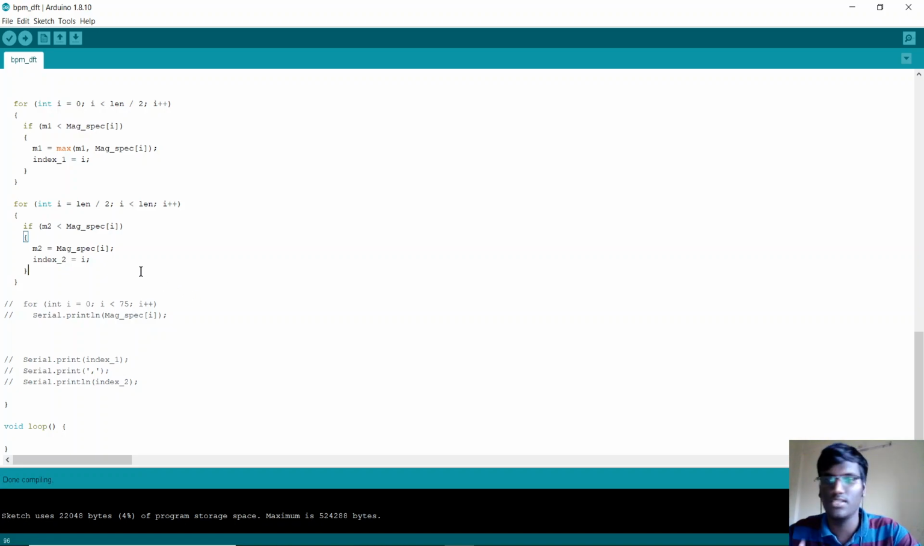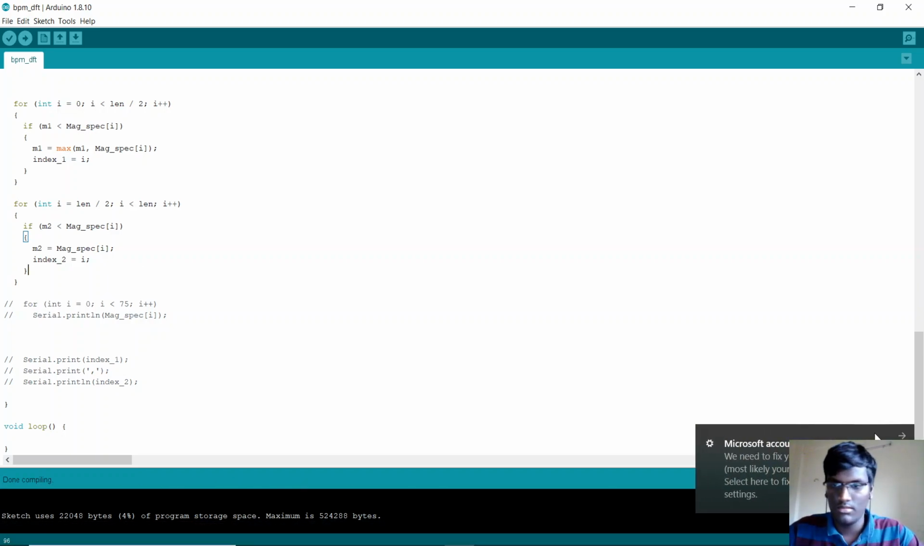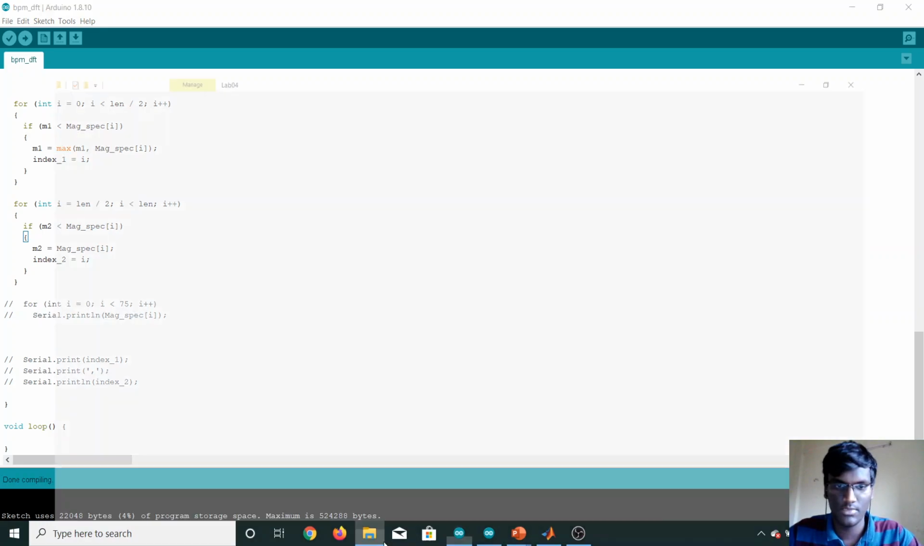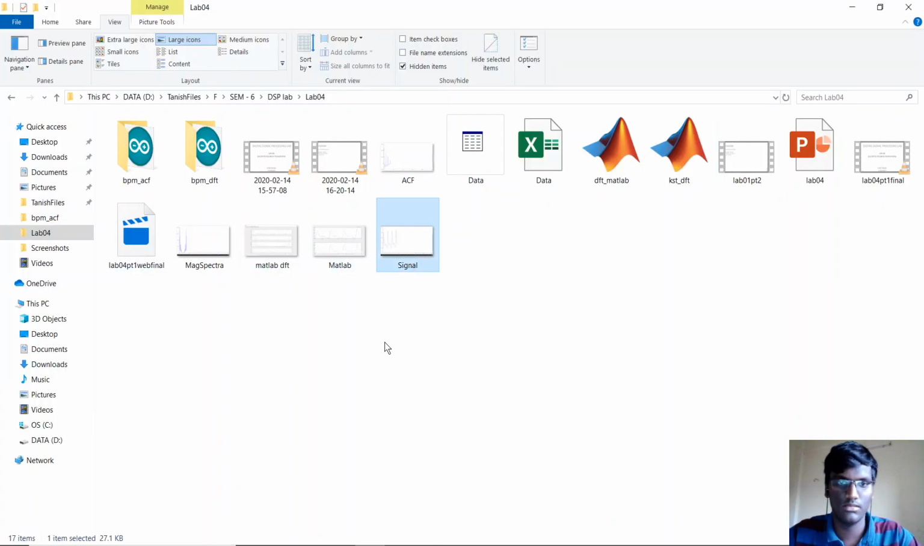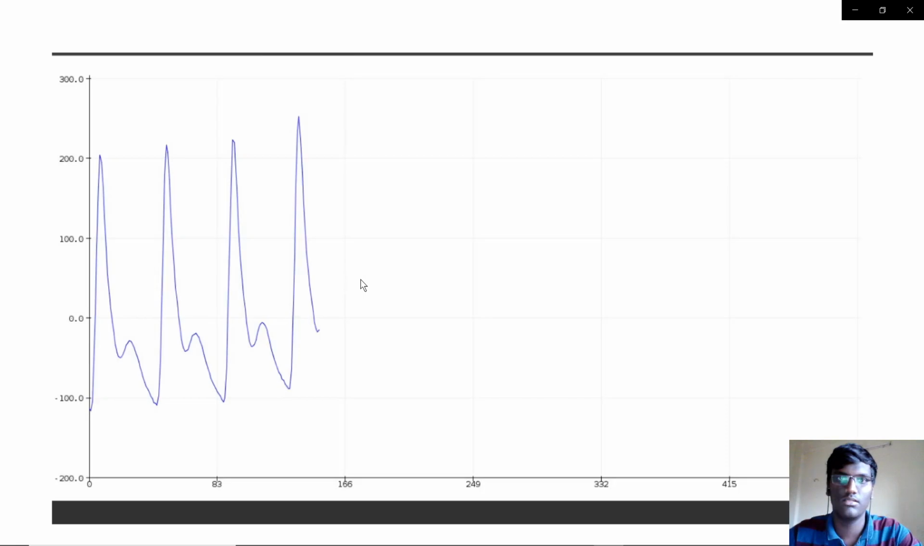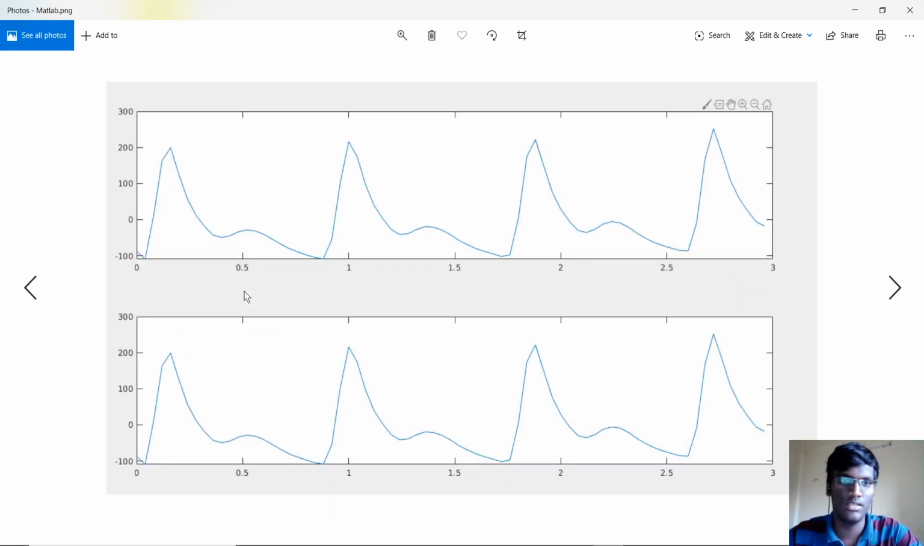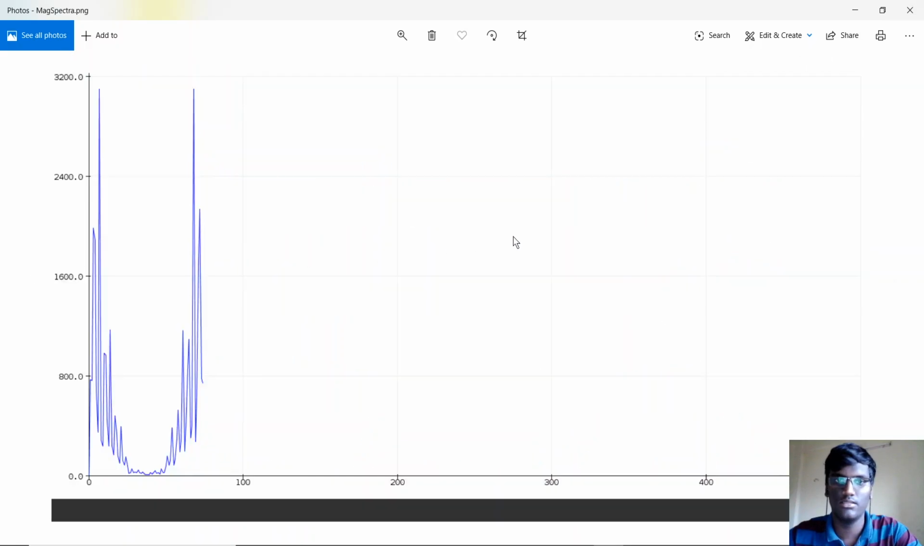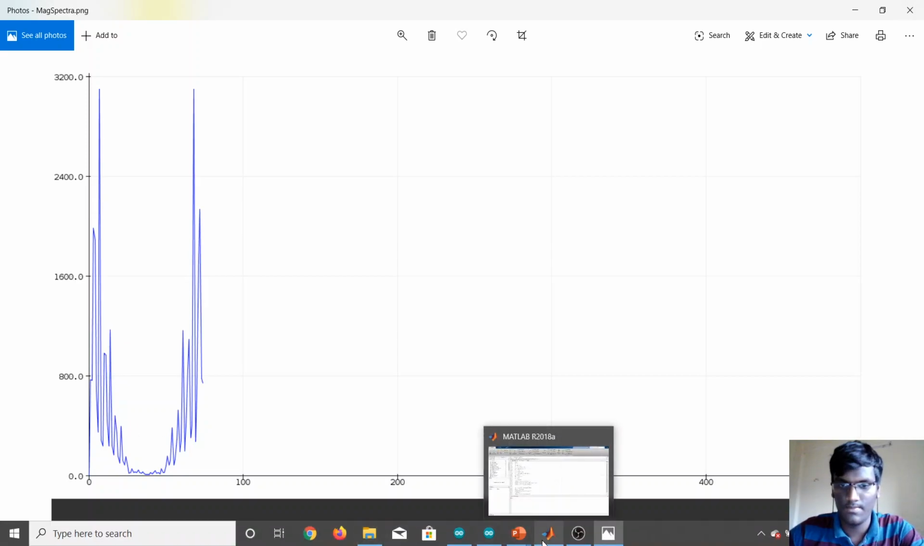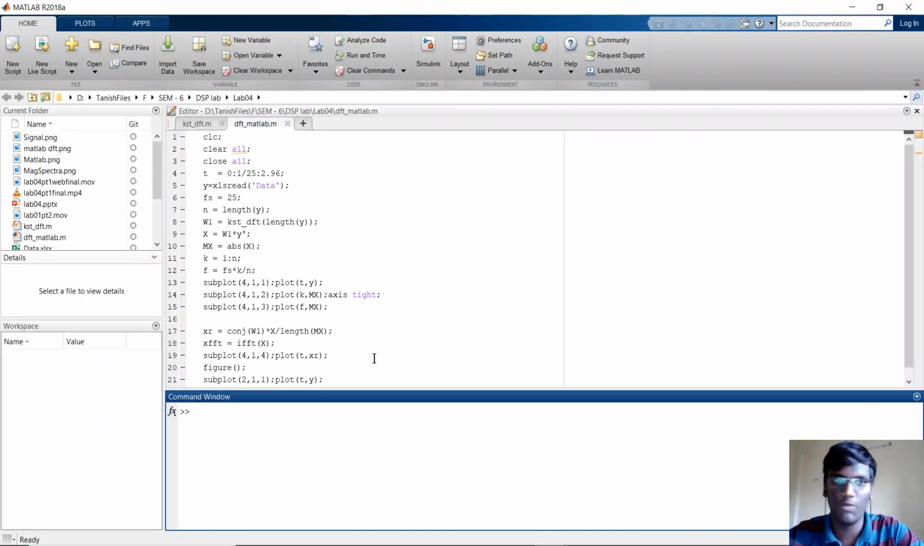Yeah, the beats frequency multiplied by 60 gives us the beats per minute of the PPG signal. So let's take a look at the plots. This is the plot for the signal, the 75 samples, and this is the magnitude spectrum from the Arduino code, from the Arduino IDE. And let's take a look at the MATLAB code for the same.